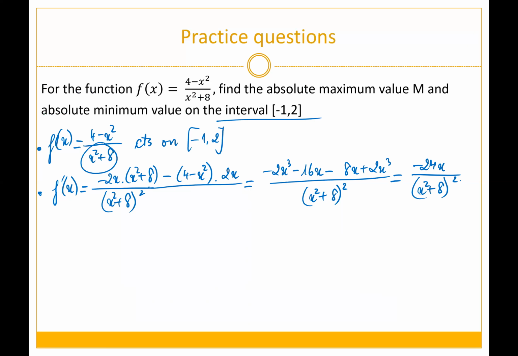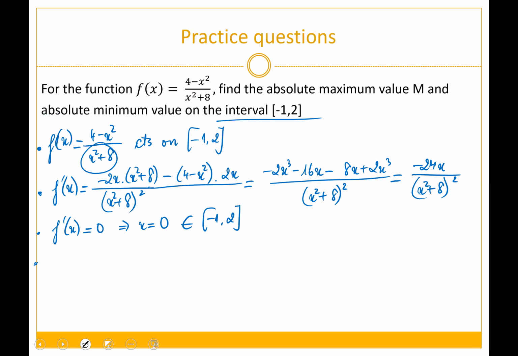Now, to find all of the critical numbers, we either set f prime of x equal to 0 or does not exist. However, you have an always positive denominator, so f prime of x is always defined. So you only need to set f prime of x equal to 0, which is going to give us x equals 0. And it's included in this interval.